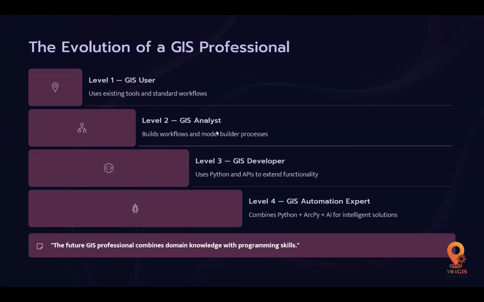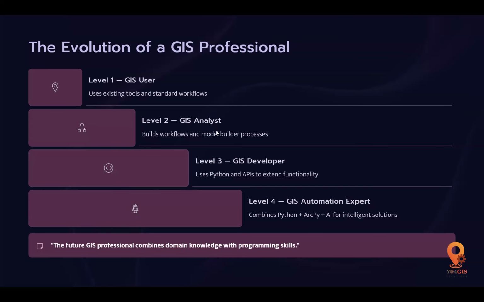After that, coming to level 3, the people who know about Python, who understand what an API is, how we are using Python in GIS automation, and if that person is able to write scripts for automation, then we are in level 3. Level 3 means all the GIS developers and everyone comes under level 3.